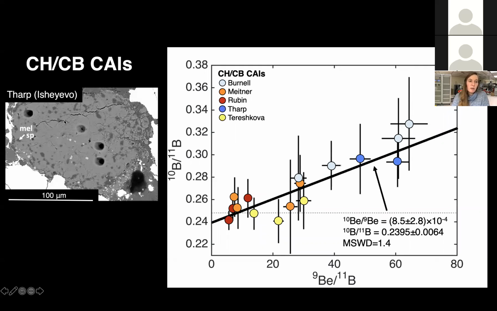And finally, we have the CH/CB CAIs. Here's another example called THARP, and you can see the SIMS pits again. This CAI is also melilite rich with a little bit of spinel, so that's a common theme of all of these CAIs. And here we have a similar regression line of 8.5 times 10 to the minus 4.